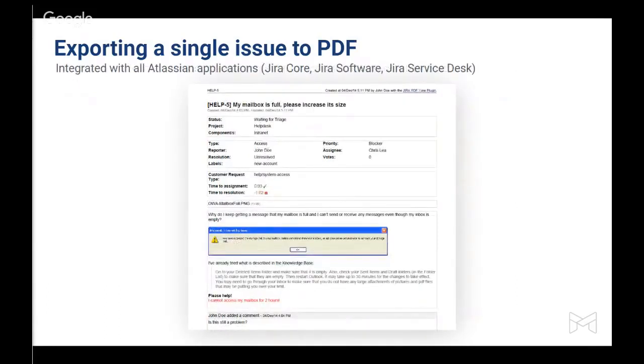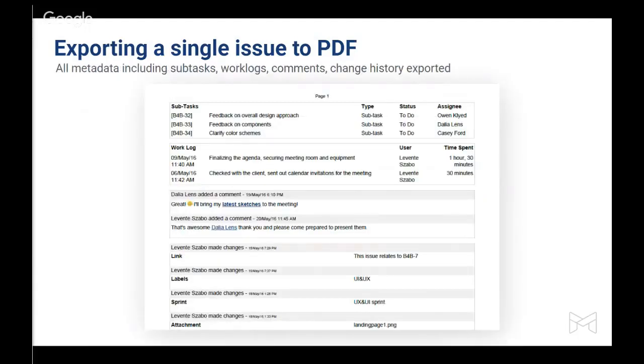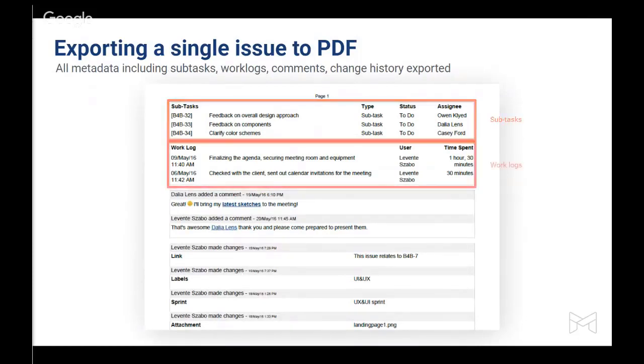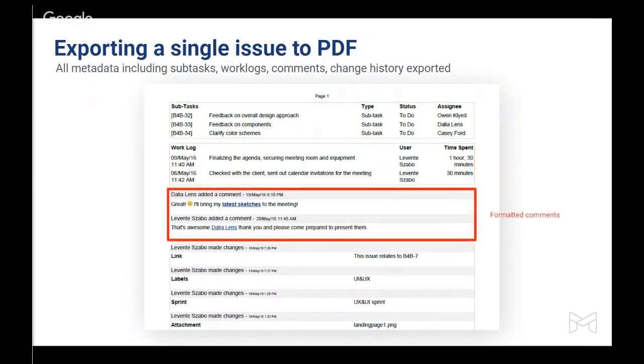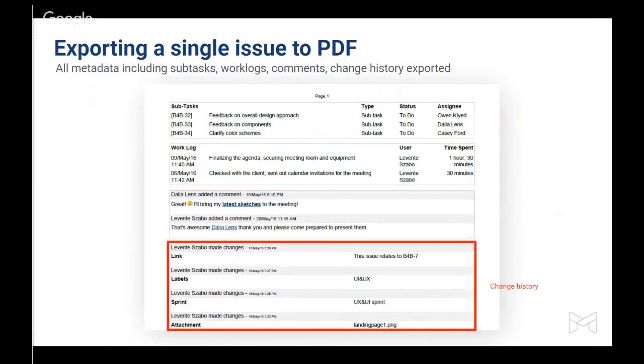PDF exporting also works with other Jira applications like Jira Software or Service Desk. This example is an export of a single Service Desk ticket. As you can see on the PDF, you have the Jira core fields, but also the custom fields coming from Service Desk with request type and SLA information. You can decide to include more metadata into a PDF export, including subtasks, work logs, comments, or even the full change history of an issue.